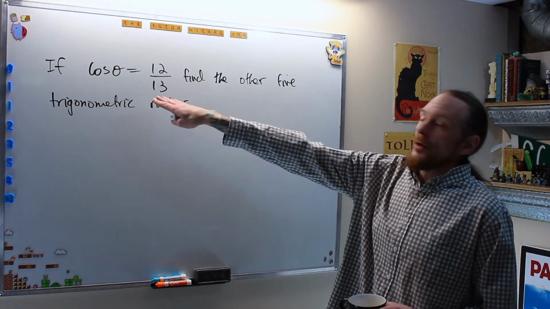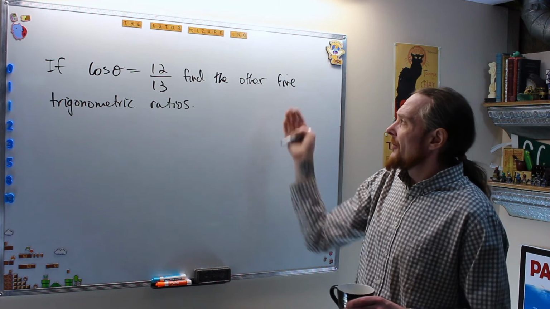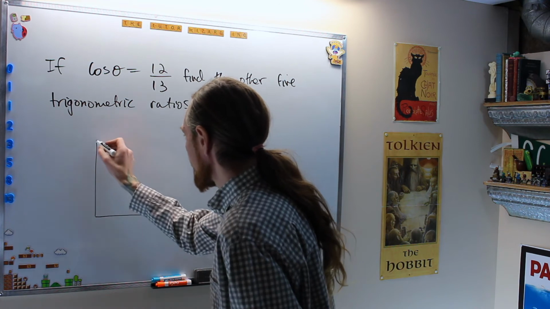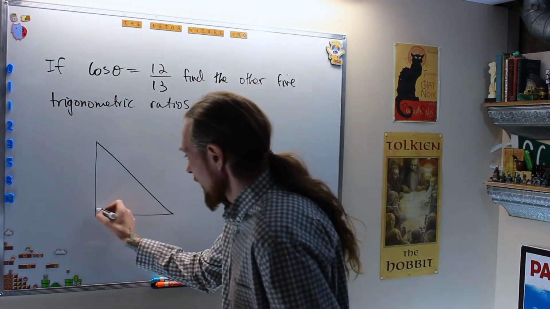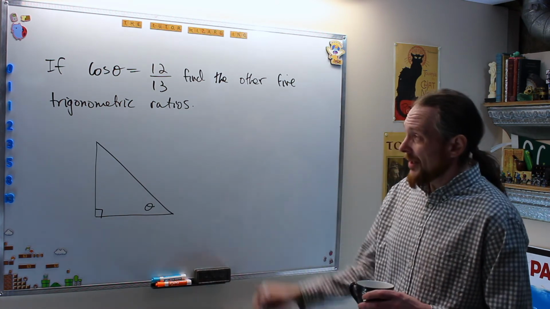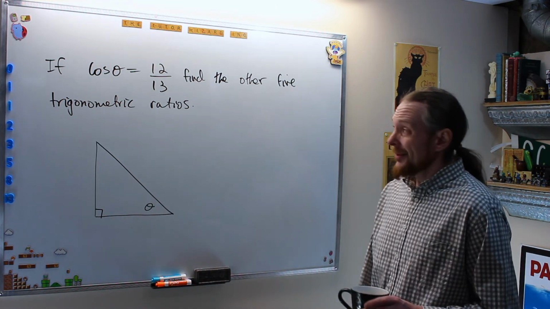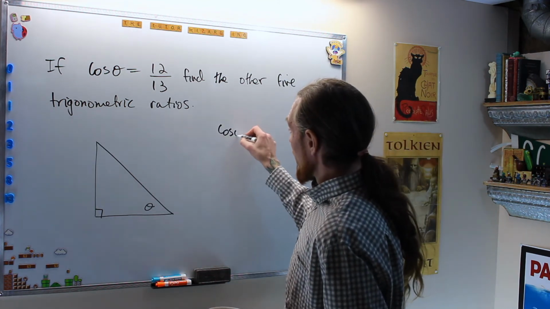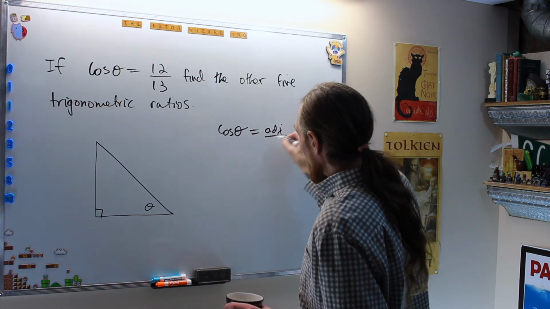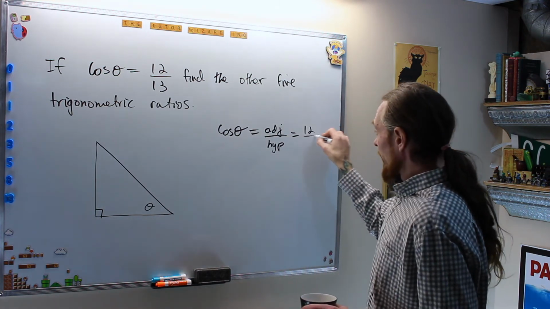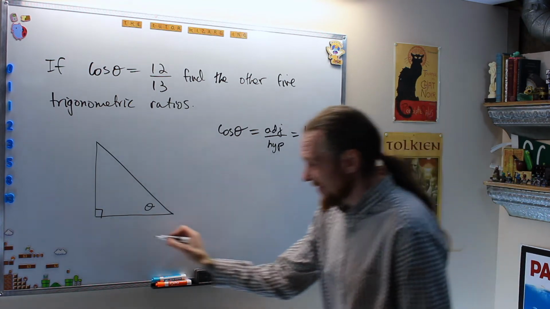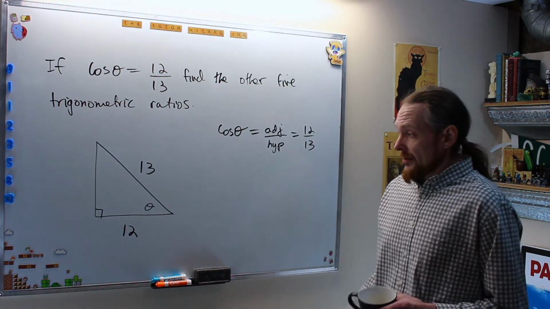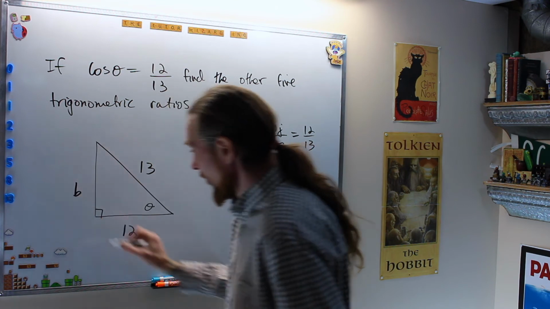We're given one trigonometric ratio in a right triangle, and it wants us to find the other five trigonometric ratios. Immediately we should draw ourselves a picture. Classically, this is what we can build. We have an angle, and cosine theta is adjacent over hypotenuse, which is equal to 12 over 13. So this side is 12, and the hypotenuse is 13. Now we need to find the other side, b or y, depending on what you call it.